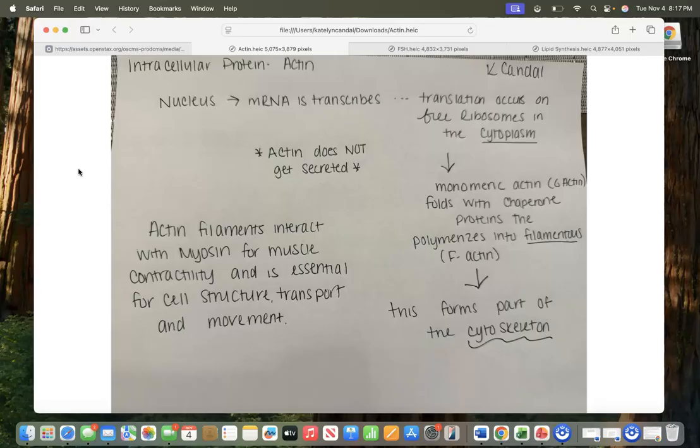So actin filaments interact with myosin for muscle contractility and are essential for cell structure, transport, and movement. It does not get secreted. It just acts within.